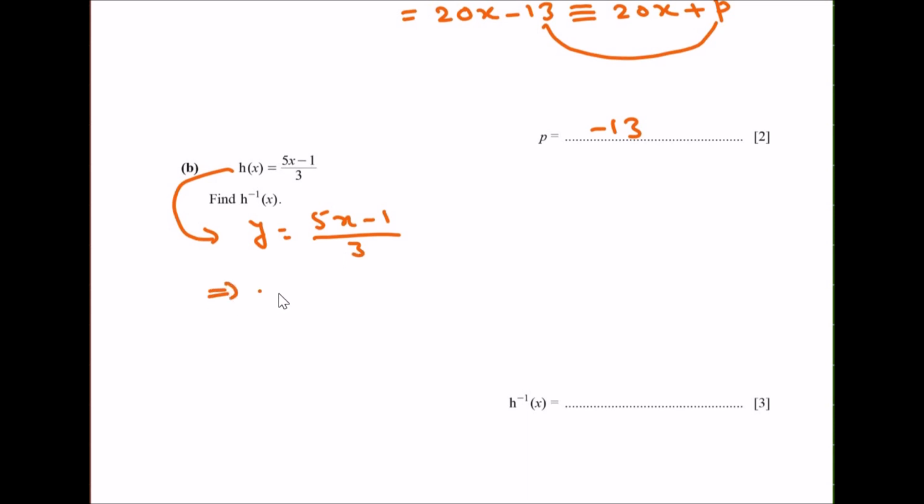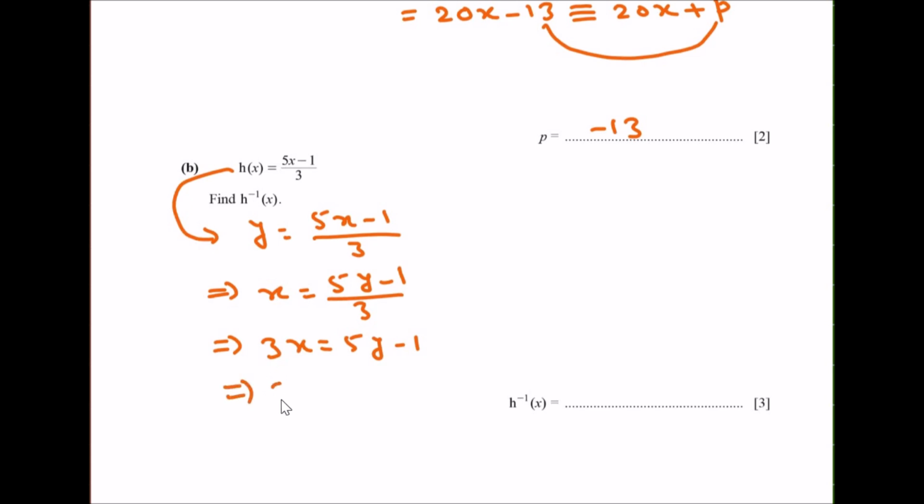Now swap x and y. So x is equal to (5y minus 1) by 3. Now we have to make y the subject. So 3 will be shifted to the left side, that is, it will be multiplied with x. So 3x is equal to 5y minus 1.